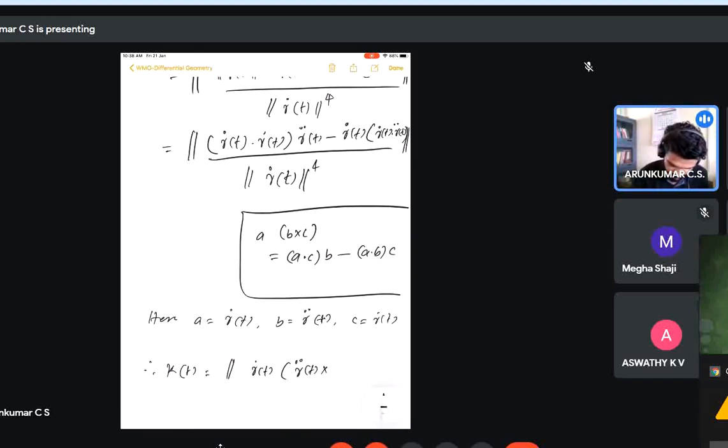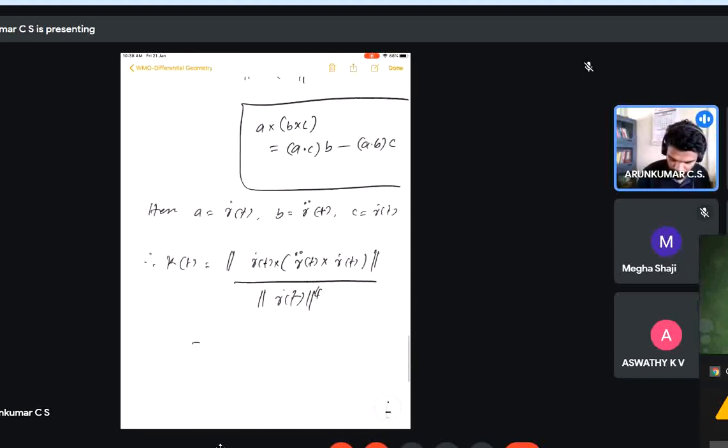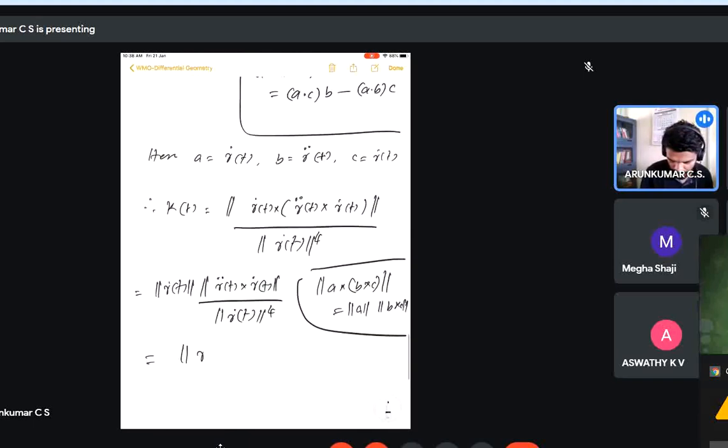A cross product will give you a vector, and on the right hand side this is a vector. So this is gamma dot t cross norm of gamma dot t cross gamma dot t, divided by norm of gamma dot t raised to 4. Now the norm of A cross B cross C is nothing but norm of A into norm of B cross C. So this gives norm of gamma dot t into norm of gamma dot t cross gamma dot t, by norm of gamma dot t raised to 4. This equals the norm of gamma double dot t cross gamma dot t, by norm of gamma dot t cubed.